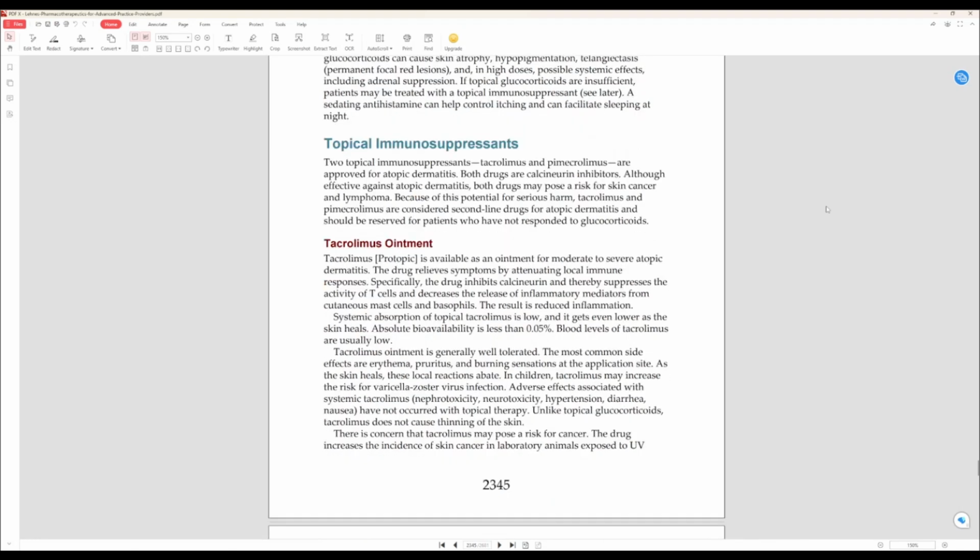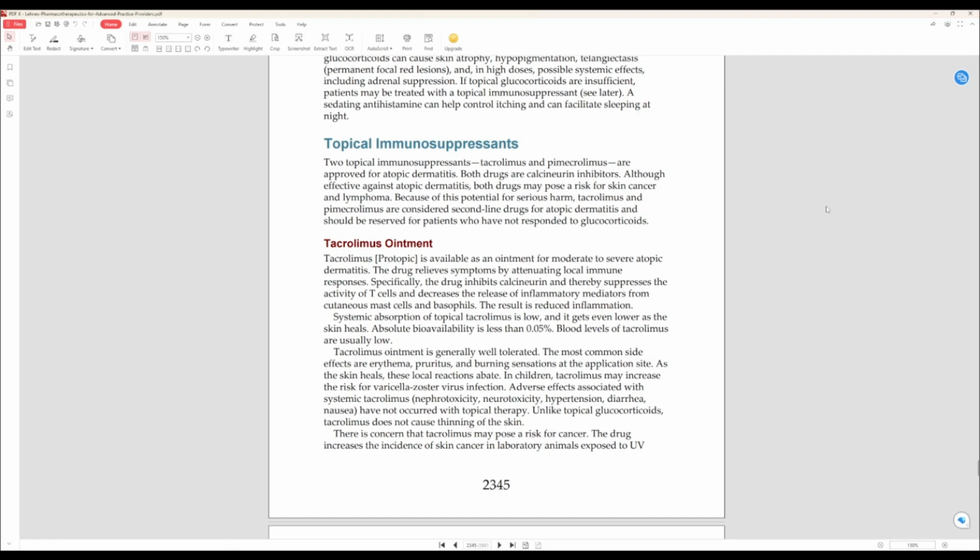So, topical immunosuppressants. There are two topical immunosuppressants, tacrolimus and pimecrolimus, which are approved for atopic dermatitis. Both drugs are calcineurin inhibitors. Although effective against atopic dermatitis, both drugs may pose a risk for skin cancer and lymphoma. Because of this potential for serious harm, tacrolimus and pimecrolimus are considered second-line drugs for atopic dermatitis and should be reserved for a patient who is not responding to glucocorticoids.